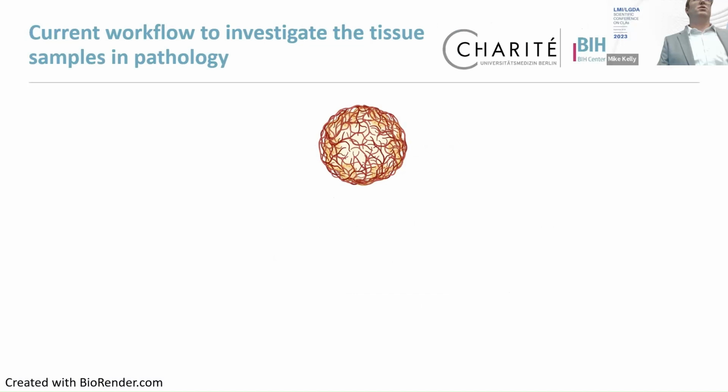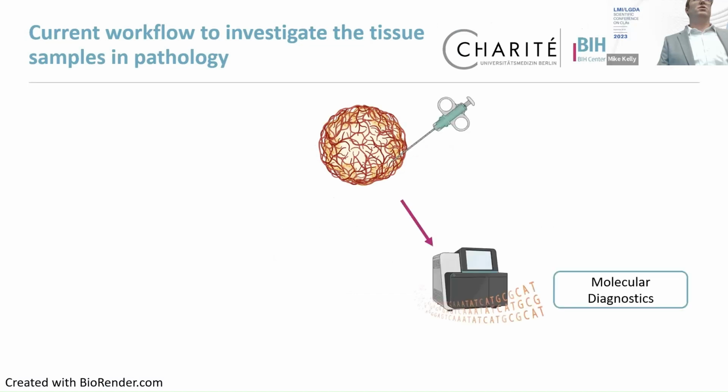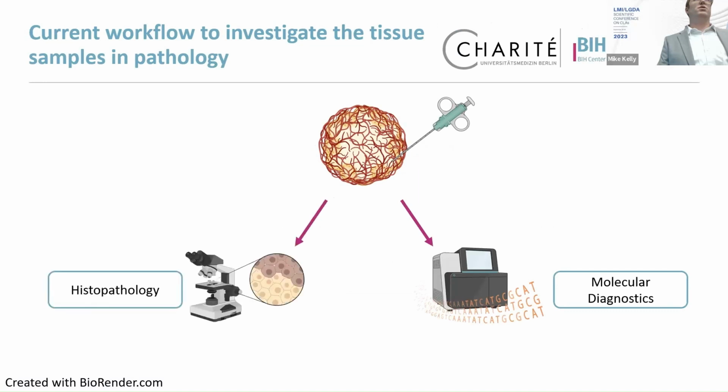So what's the current workflow? How do we investigate tissue samples in pathology at the moment? So we have, for example, a malformation, some kind of tissue. Then we take a biopsy and then we can do sequencing. That's what we heard quite often today, but we can also do histopathology, histology.